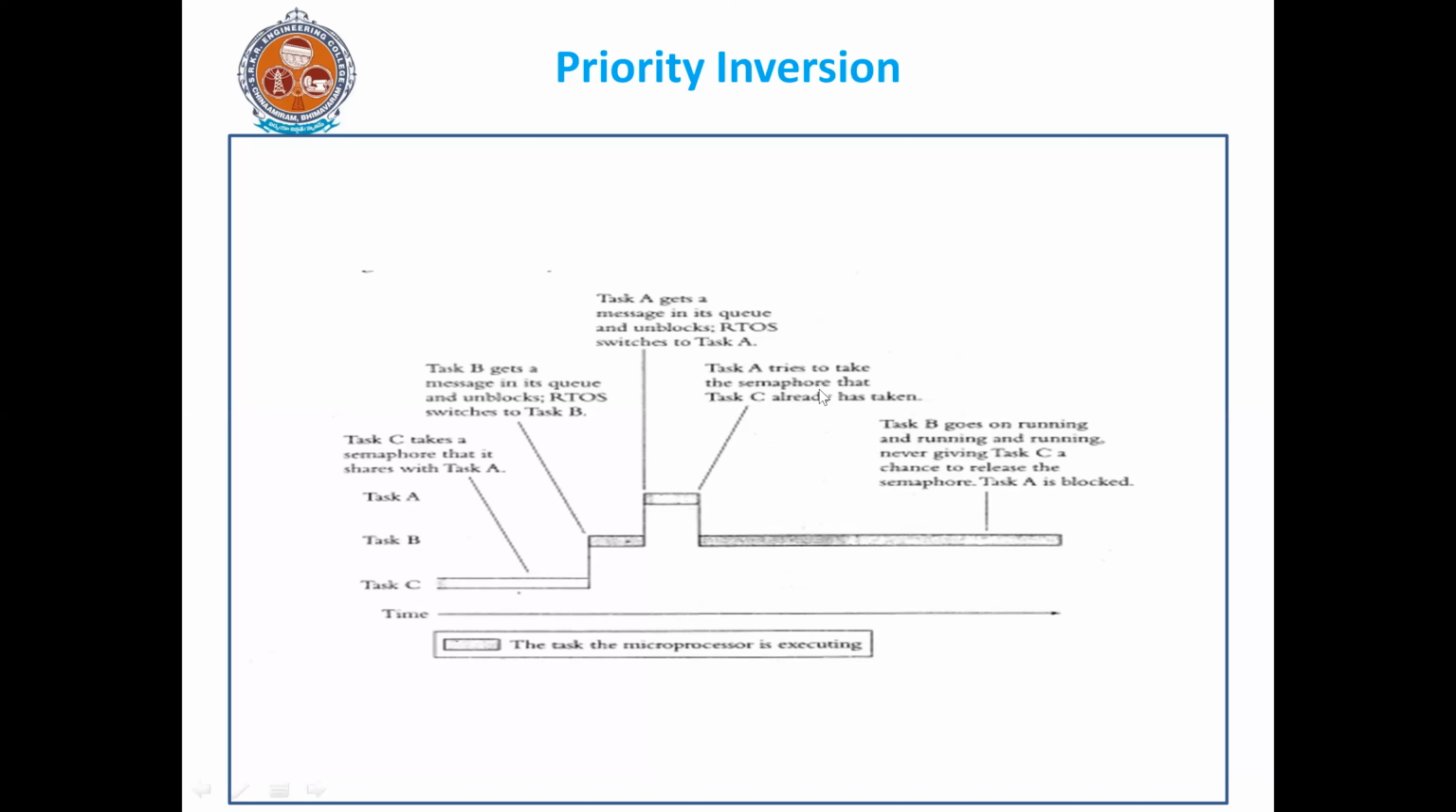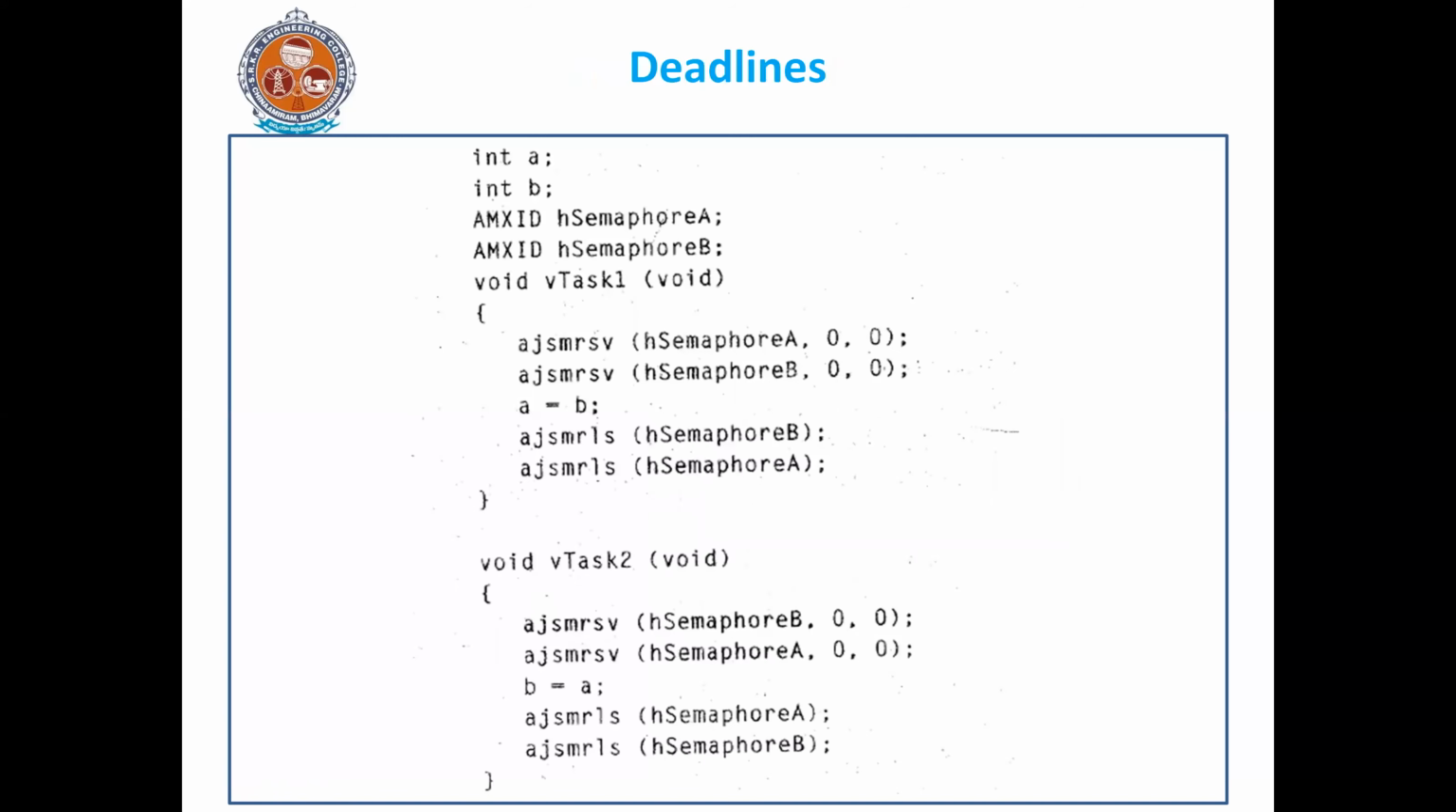That's why A won't get the semaphore. So A will be blocked. This is the problem of priority inversion. And another problem we mentioned is the deadly embrace.